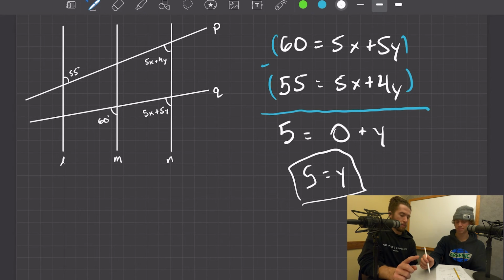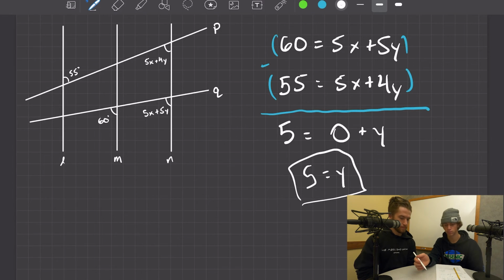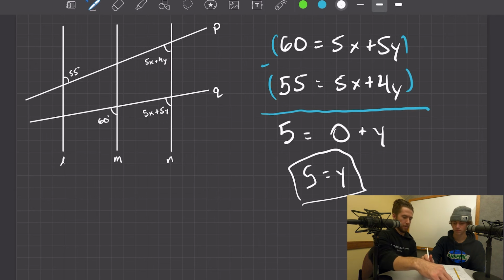Now that we know one of the variables, how many unknowns do we have? One. It's x. We know y, so we can plug in for it, but we don't know x. And if you only have one unknown variable, you only need one equation to solve it. Do you want to use this equation or this one? We'll use the 60. Go ahead and write that off to the side.